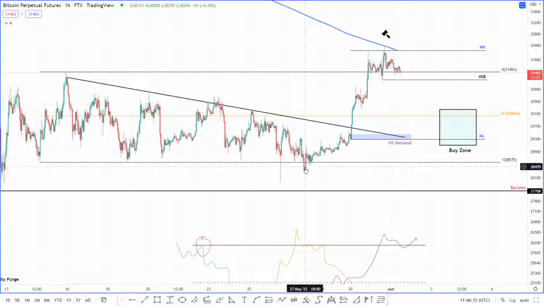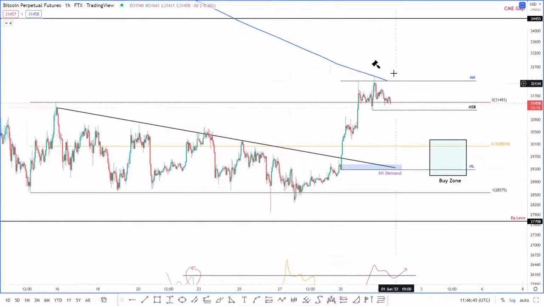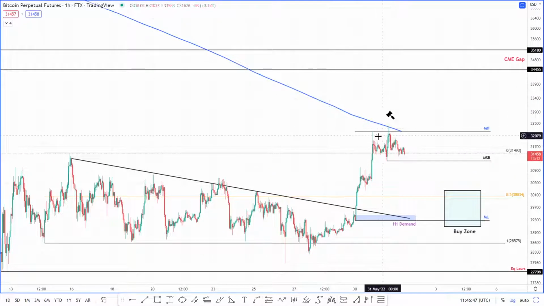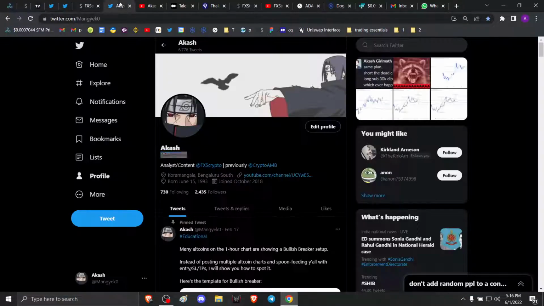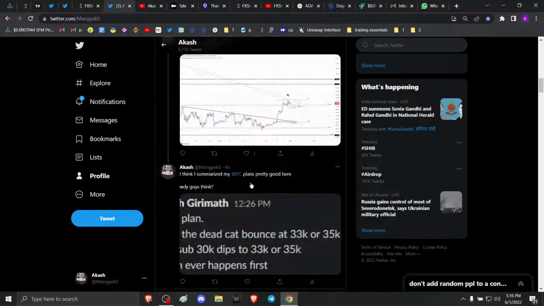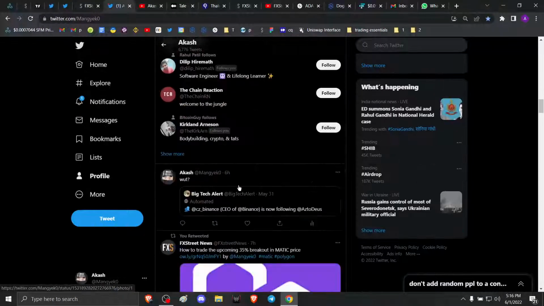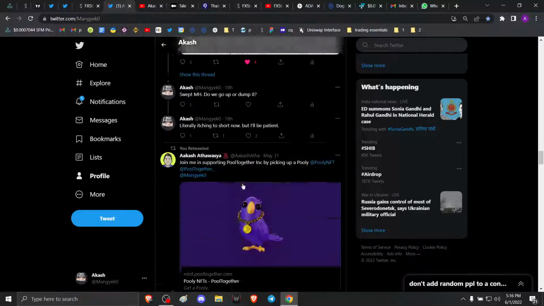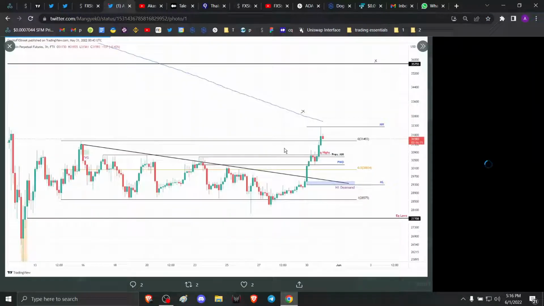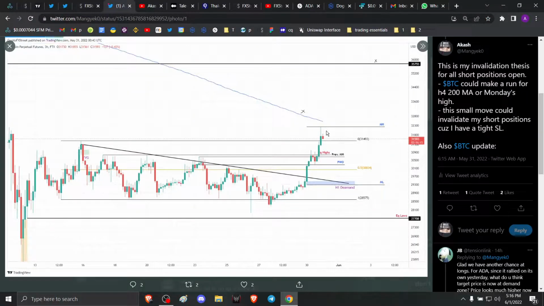Since the sweep of the range low on May 26th and May 27th, the price has managed to breach this declining trend line and make a run at the range high. Another interesting thing here is that if you follow me on Twitter, I was actually shorting Bitcoin. Let me see if I can quickly find that.